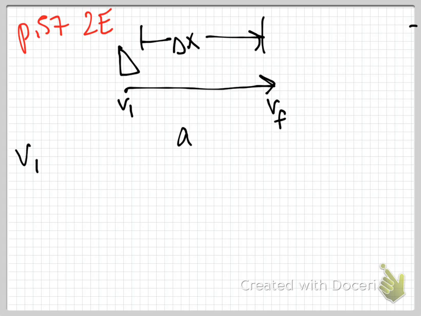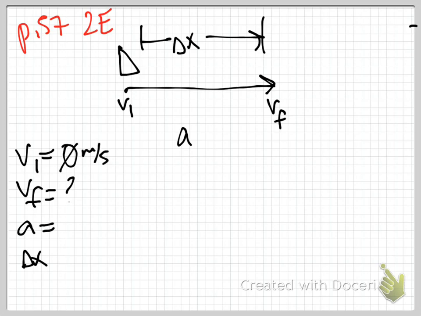So we list our variables: vi, vf, a, delta x. And this is another one where we do not have time, but we want to find a final velocity. So our vi is what? 0. Yeah. Vf is what we're looking for. What's our rate of acceleration? Yeah, 0.500 meters per second squared. And our delta x is 4.75 meters.